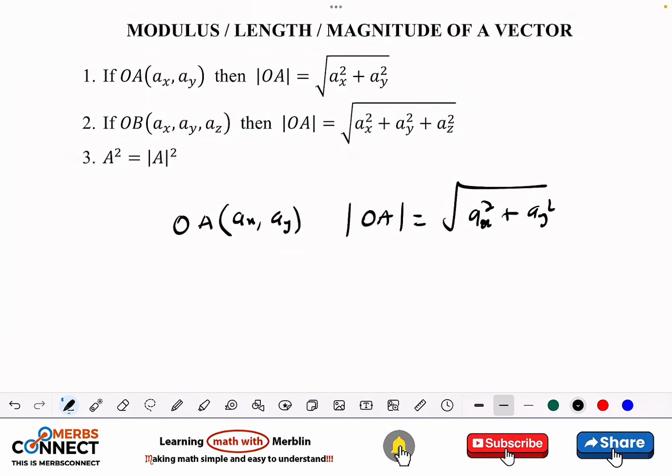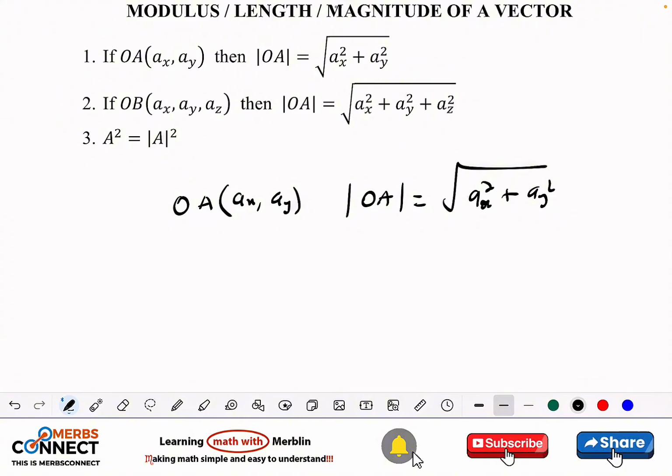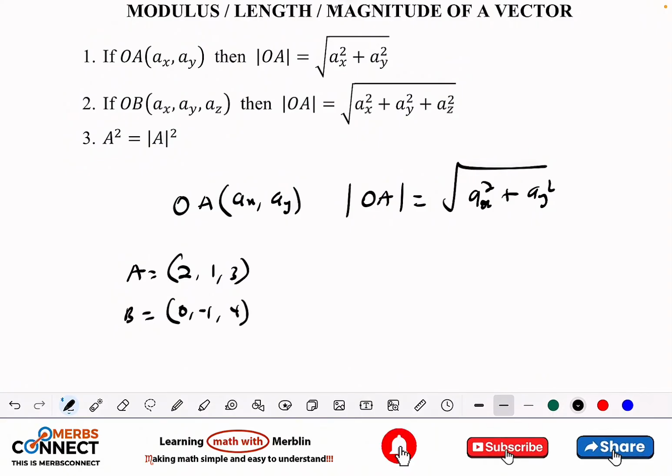So let me show you something here. Let's assume that we have A, which is equal to 2, 1, and 3. And let's assume that we have B, which is equal to, let's say, 0, -1, and 4, right? And we want to find the magnitude of AB. Now we need to use the same idea that we learned from level 100, math 101.